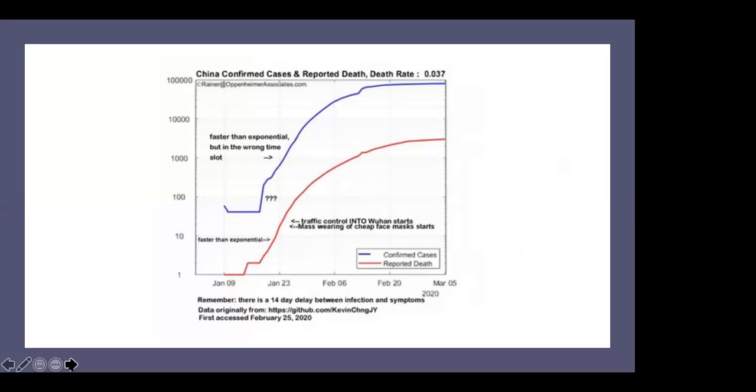Next, as you can see in the red line, reported deaths were a straight line and then curved over. Very few lines go up exponentially. Next, please.